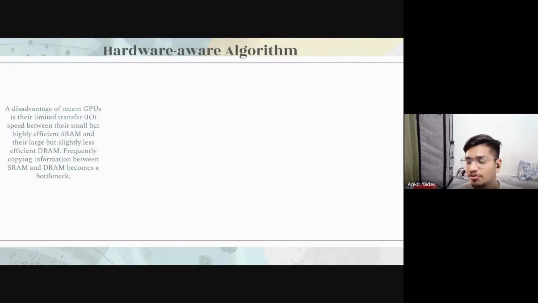Another algorithm they are using is, if we remember, there was a paper earlier known as FlashAttention. They were doing something with hardware. They are also doing the same thing.